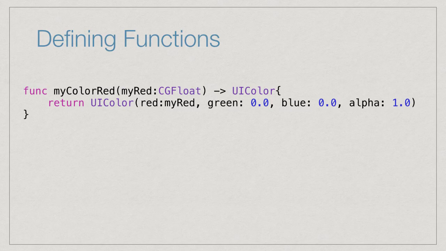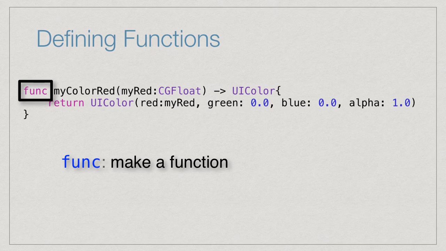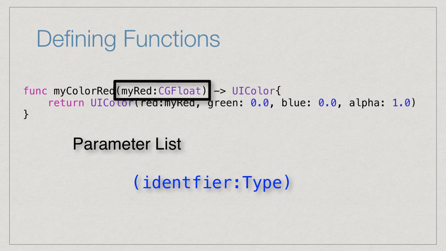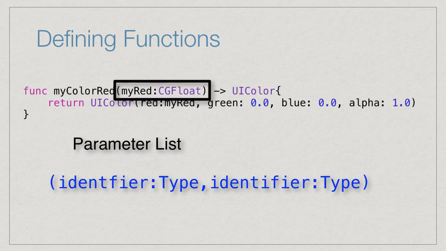Let's explain the parts of a function. Like we started variables with var, or constants with let, we start functions with func. This tells Swift we are writing a function. We next give an identifier for the function, which will be its name. Generally, the identifier starts with a lowercase letter. Immediately after the identifier, we have a parameter list surrounded by parentheses. If we have more than one parameter, we separate them with commas. Note each parameter is like an explicit assignment with var.